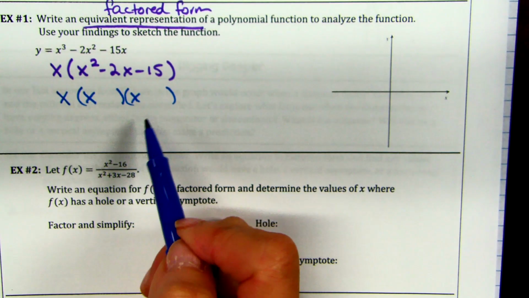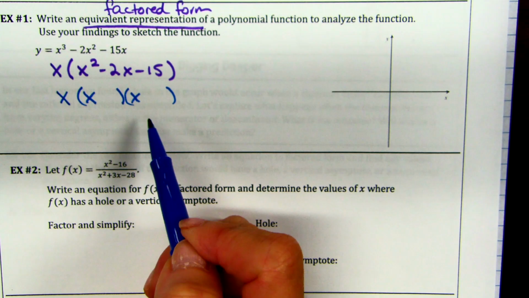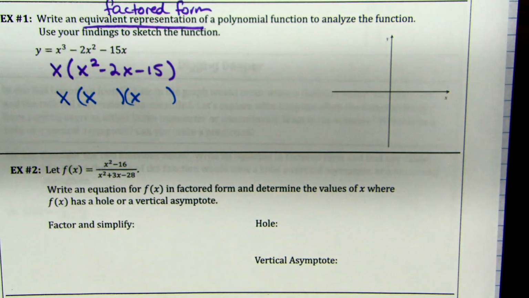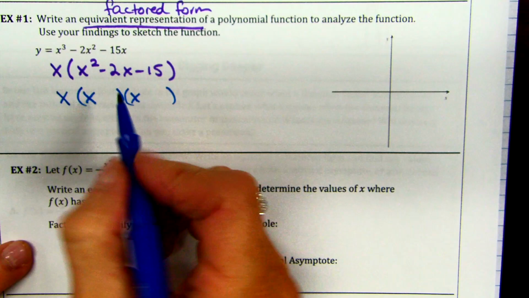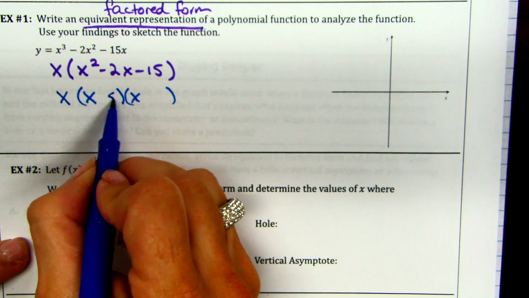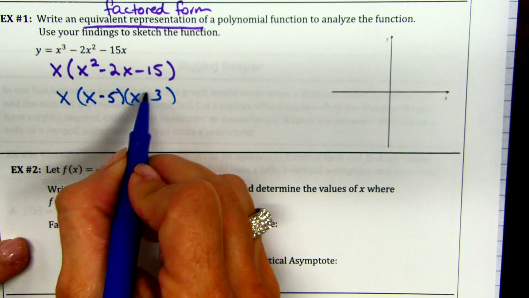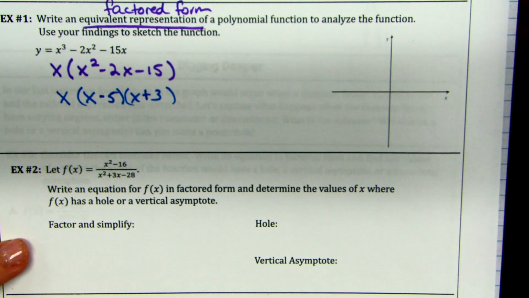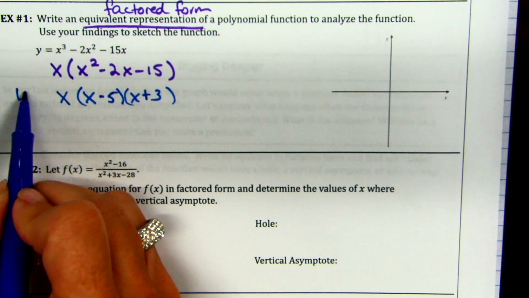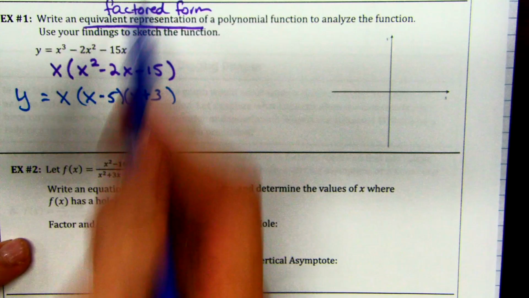If anybody is still having a problem with factoring, go back to the first module on Canvas, and there's a video that says factoring review. It's still there from the second day of school or whatever, okay? So you can always go back and watch it. So this would be 5 and 3. The 5 would be negative, 3 would be positive, okay? So that is the equivalent form of this polynomial. That's all that means, factored.